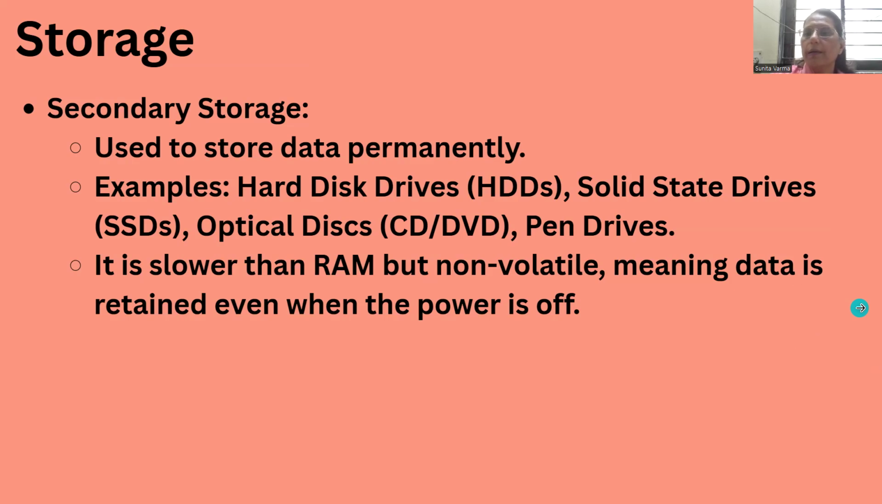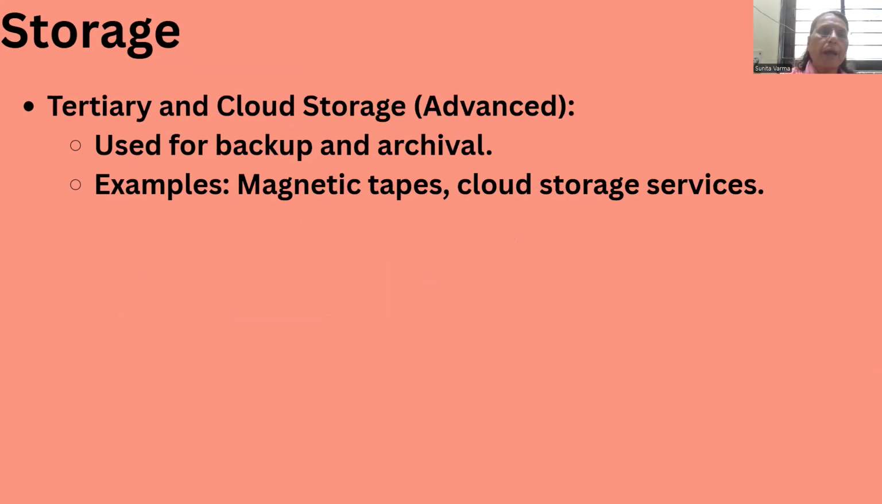The third type of storage, which is nowadays very popular, is the tertiary or the cloud storage. And cloud storage, for example, you are using Google Drive, you are using Microsoft OneDrive, etc. They or magnetic tapes are there.